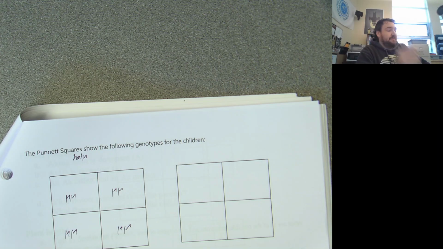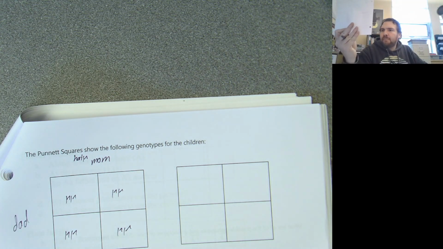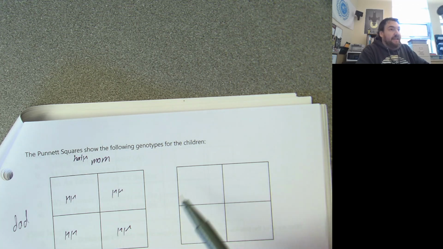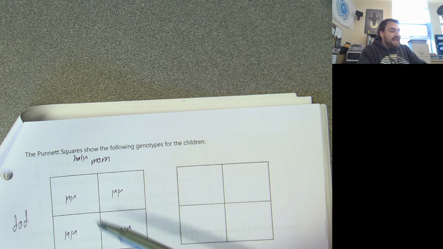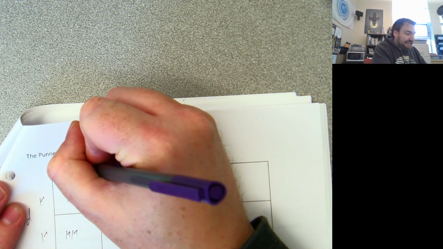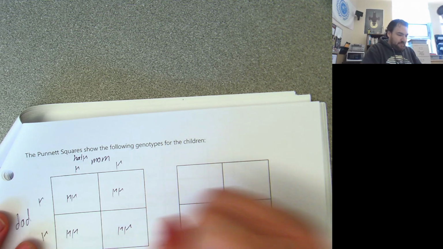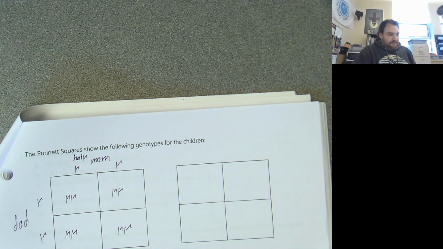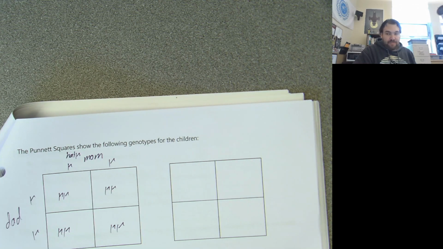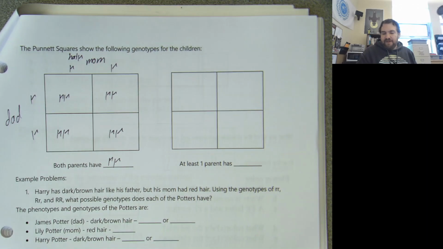The only way for this to happen is if dad over here and mom up here, Arthur and what's her name? Molly, thank you. If Arthur and Molly, the only way for them to have 100% red hair children is if their genotypes are what? Recessive. Little r, and little r. Both parents have to be that. And we know, sorry, move that up so everyone can see a little bit better.